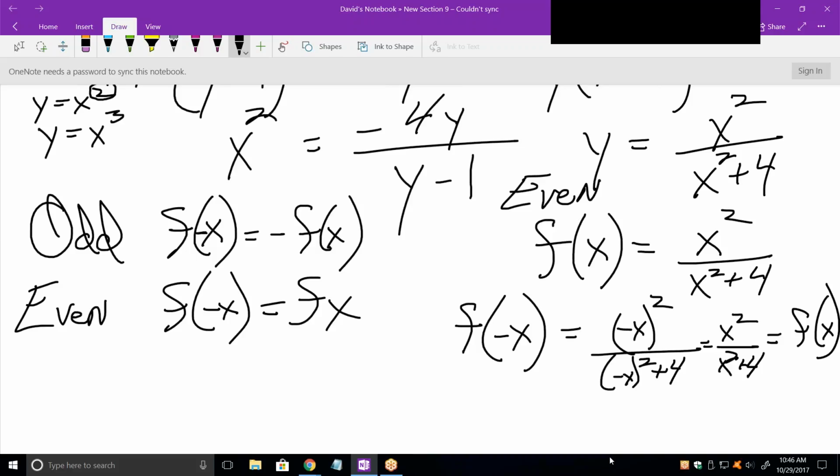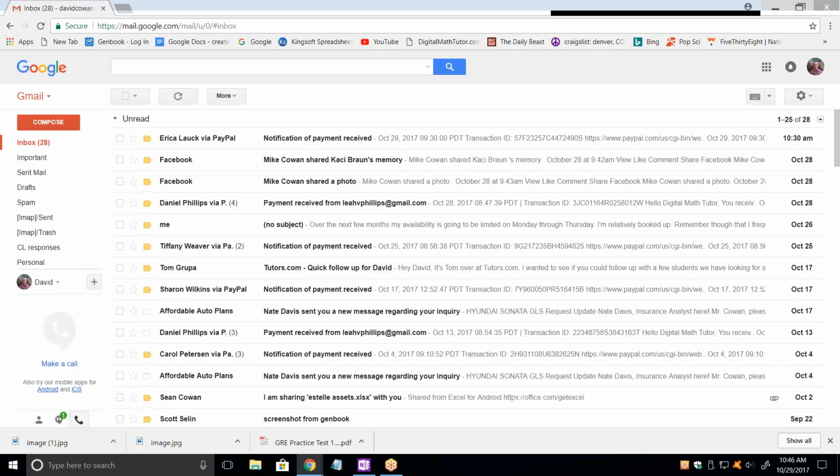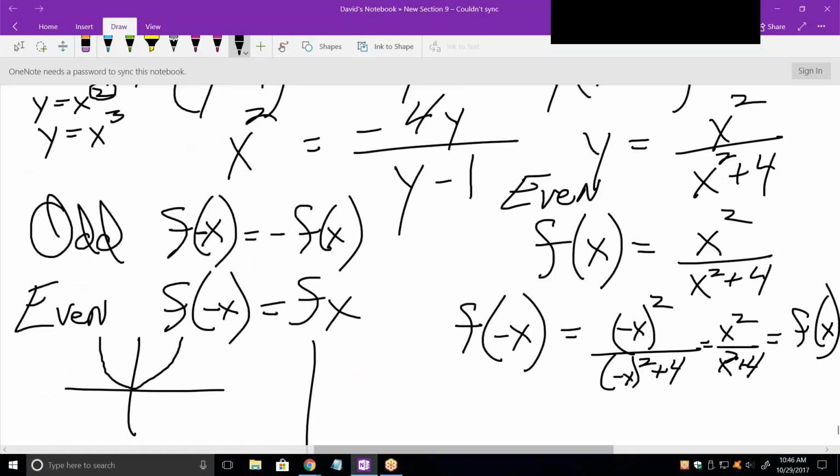And if we look at the two examples I gave, y equal x squared, it's a parabola, clearly has symmetry about the y-axis. If I look at y equal x cubed, that's symmetry about the origin.